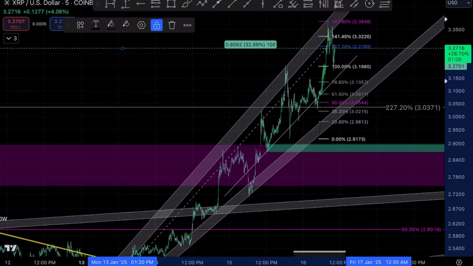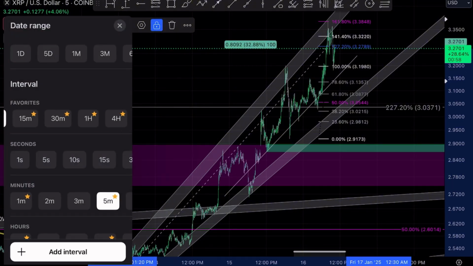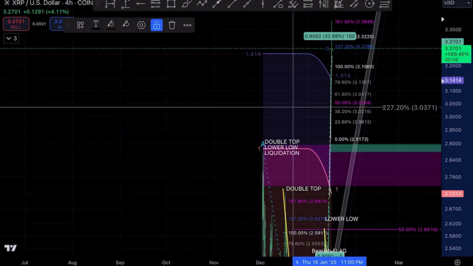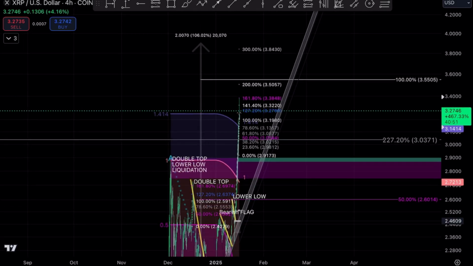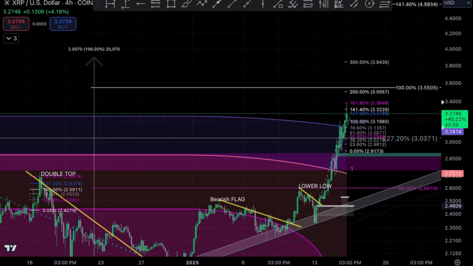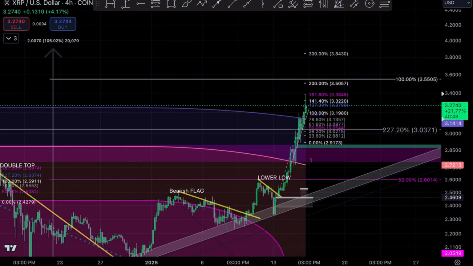We're looking at the 5 minute chart. I will go to the four hour chart just to give you a higher level perspective. So let's just go ahead and do that. All right. And I did make some notes on my chart.